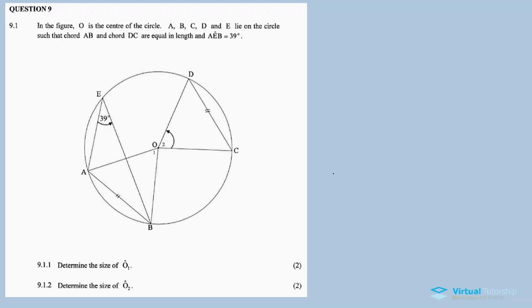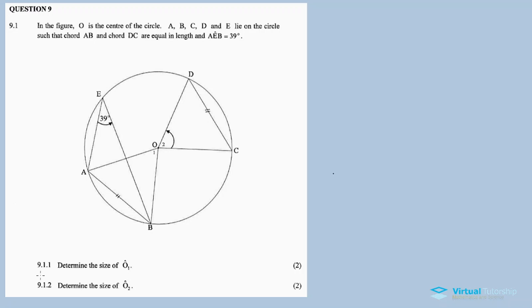So we start with question 9.1, where they say in the figure O is the center of the circle. O is the center for this circle, and then we have A, B, C, D, and E, which lie on the circle such that AB and chord DC are equal in length, and angle AEB is equal to 39 degrees. Okay, 9.1. If you know your theorems well, this should be an easy question.